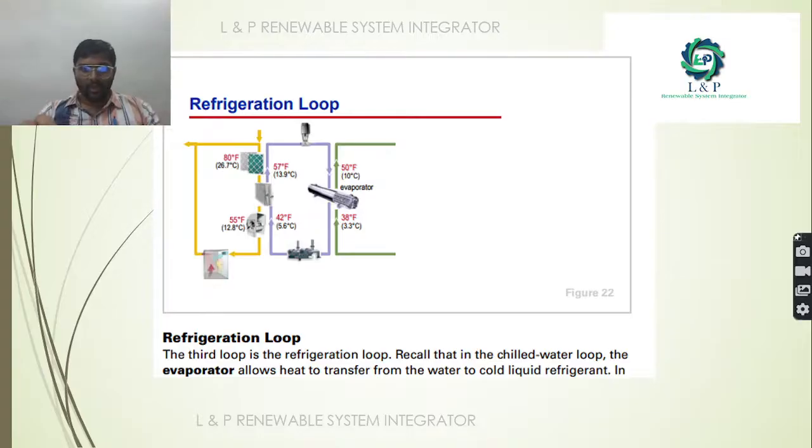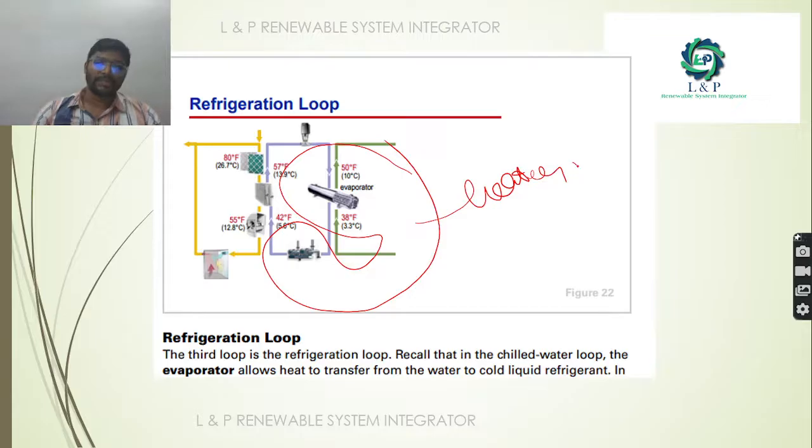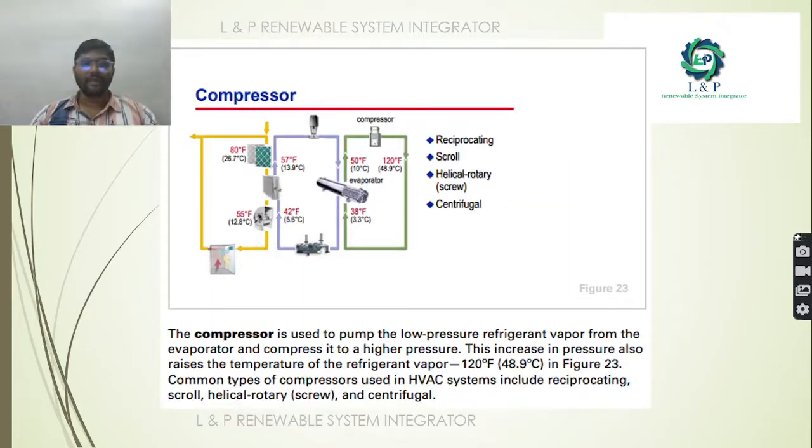The most important loop which is happening here is the refrigeration loop. If you want to cool down the air or the water which is passing through it, or the refrigerant which is passing through it, we need the most important component called the evaporator. It is going to play an important role in the refrigeration.